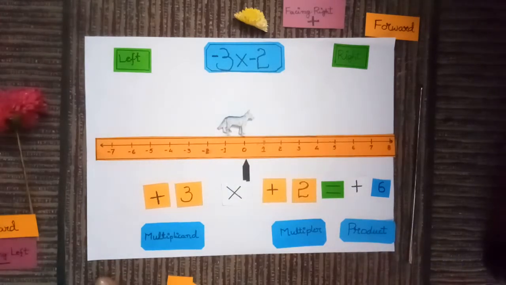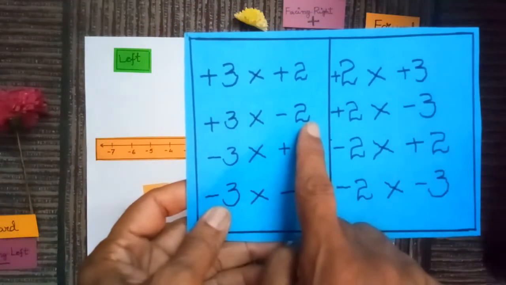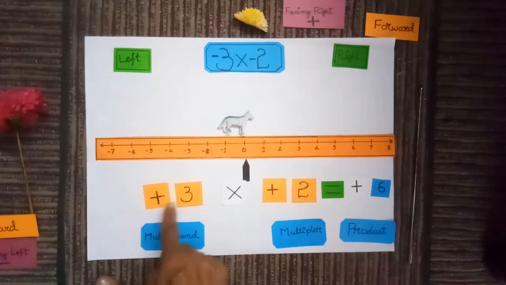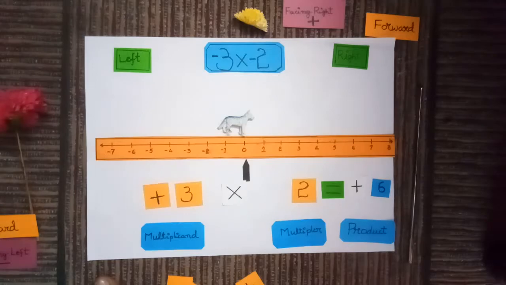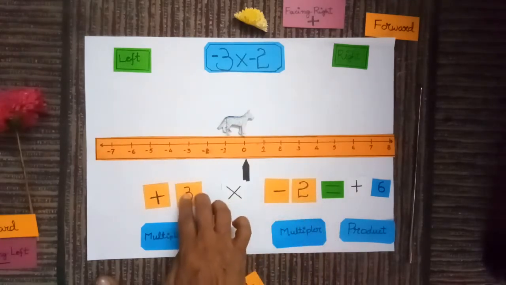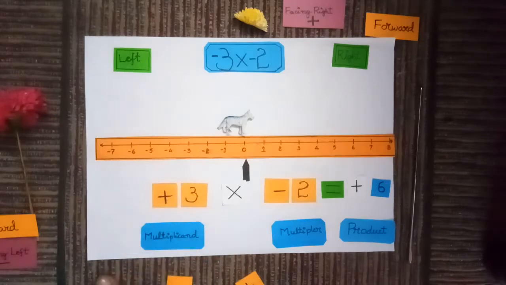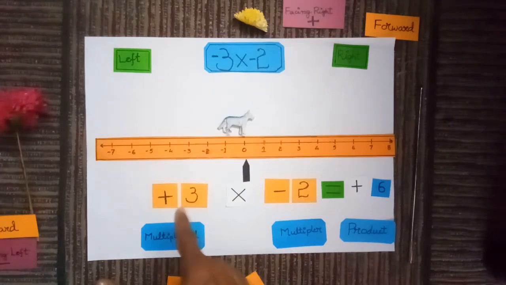Now let us take the second case. The second case is plus 3 into minus 2. So plus 3 is here. So let us remove this and keep the minus sign here. So this is minus 2. Okay. Now what is the meaning of this? Let us first try to understand this.